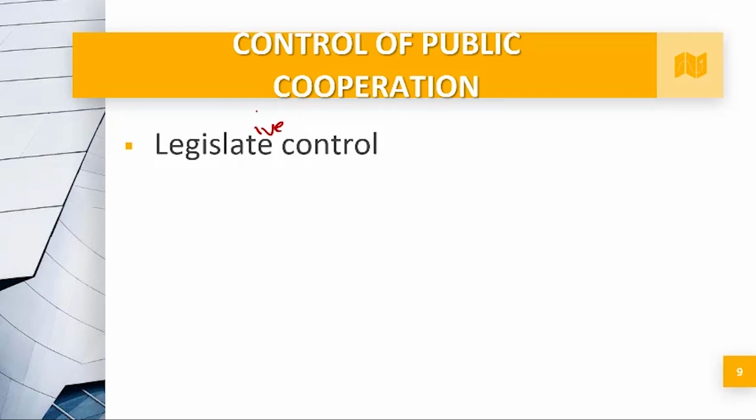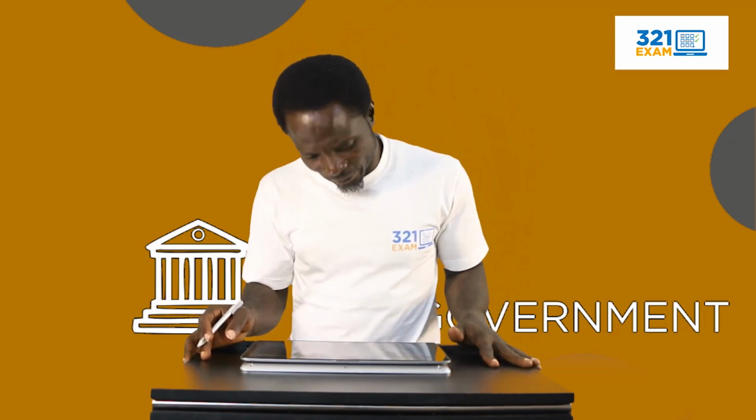Legislative control. Now remember, the function of the legislative arm of government is for them to make laws, to enact laws in order to guide the affairs of everybody in a particular country. Therefore, this legislative arm of government can make laws that will restrain the activities of public cooperation. By so doing, we have a lot of control coming from the legislative arm.